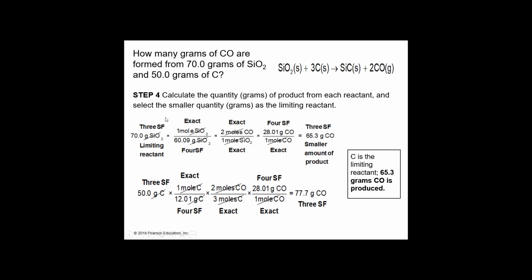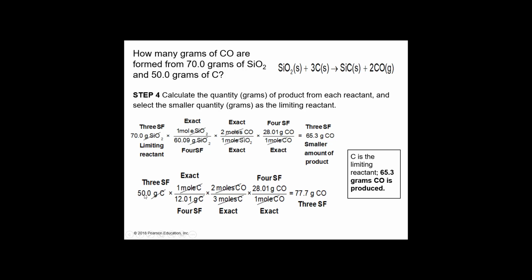We have our 70 grams. We get that out of grams using the molar mass. We set up the ratio. And then from there we have our molar mass of carbon monoxide. And it gives us a product of 65.3 grams of carbon monoxide.